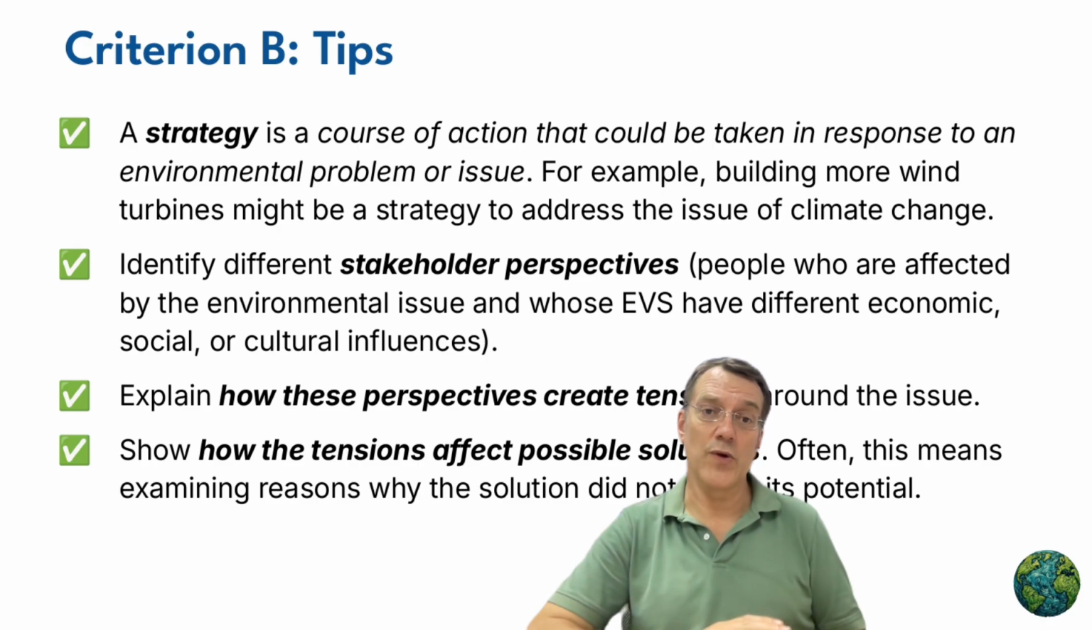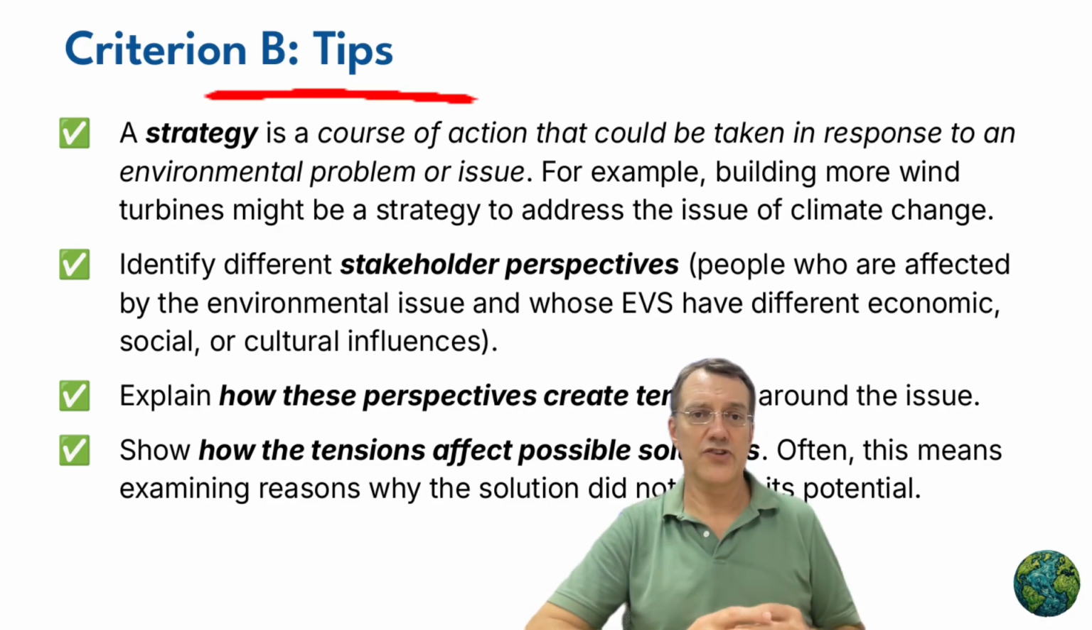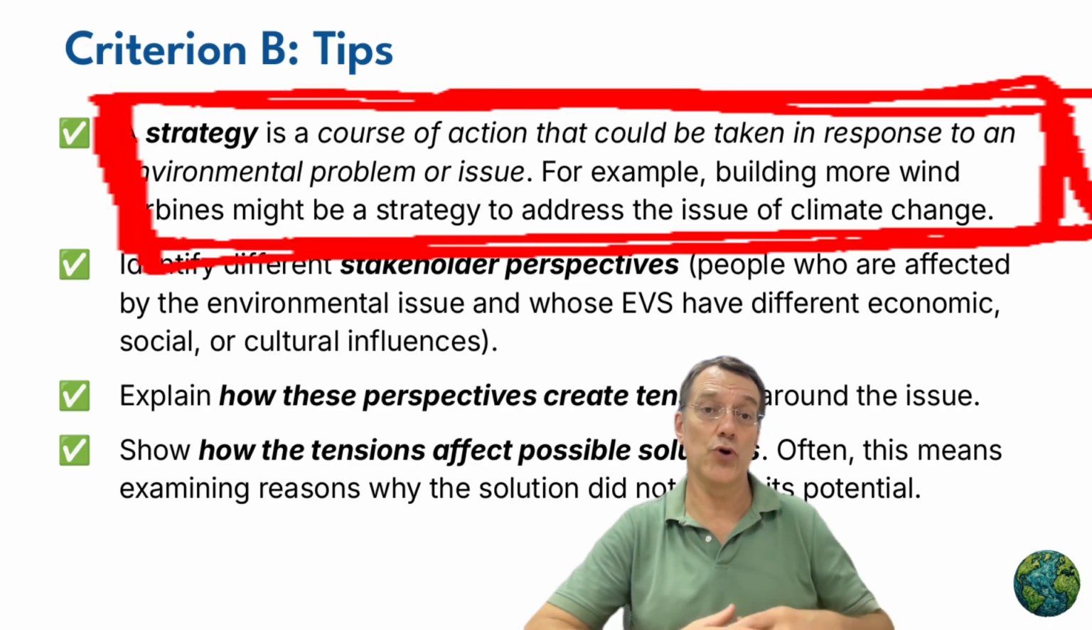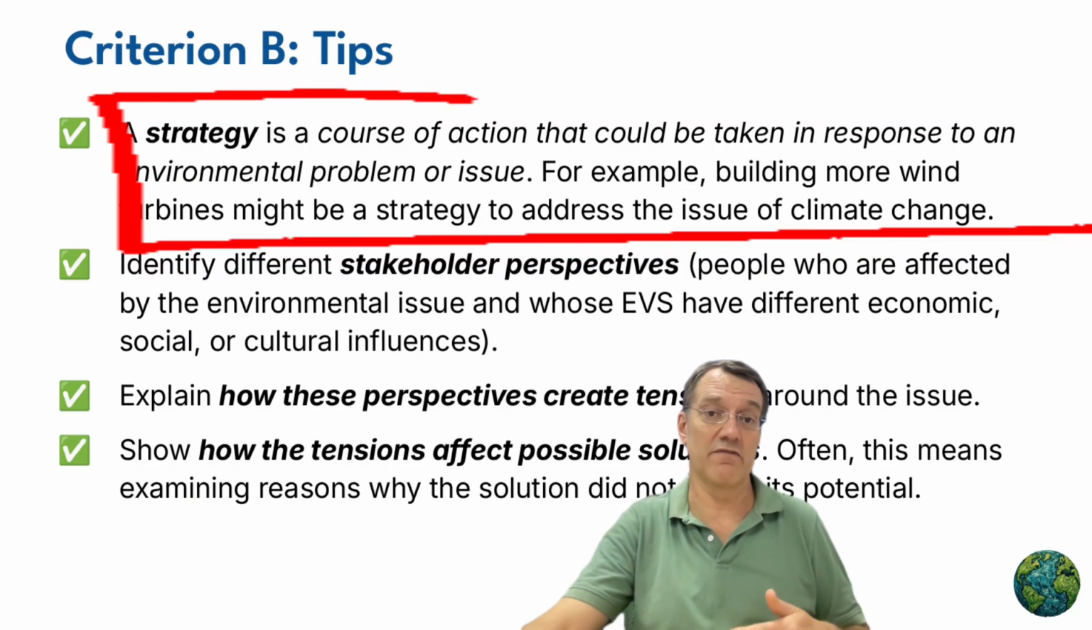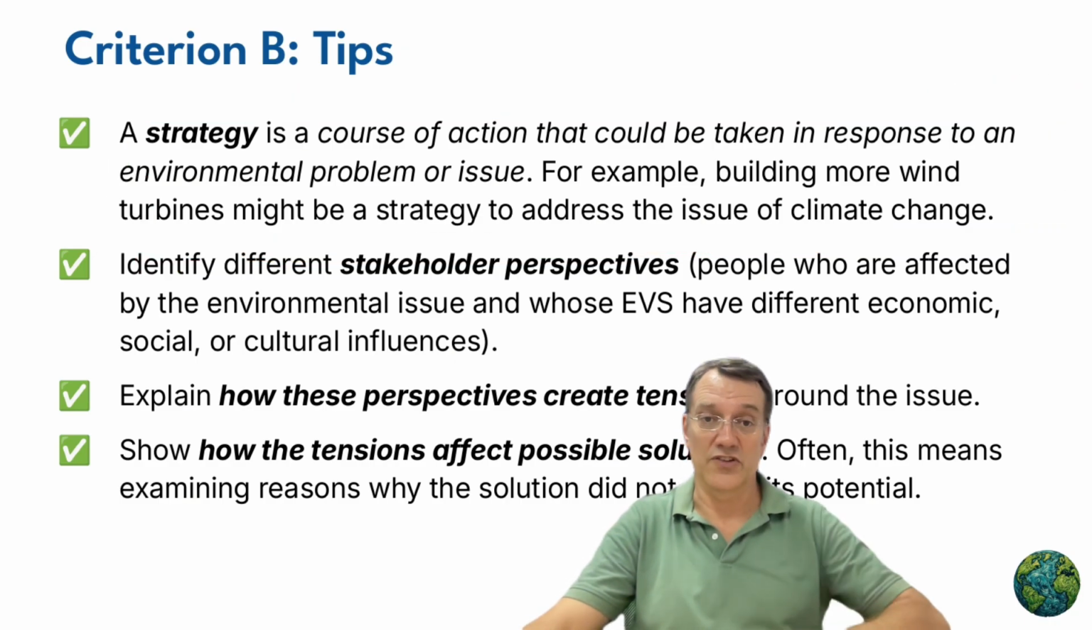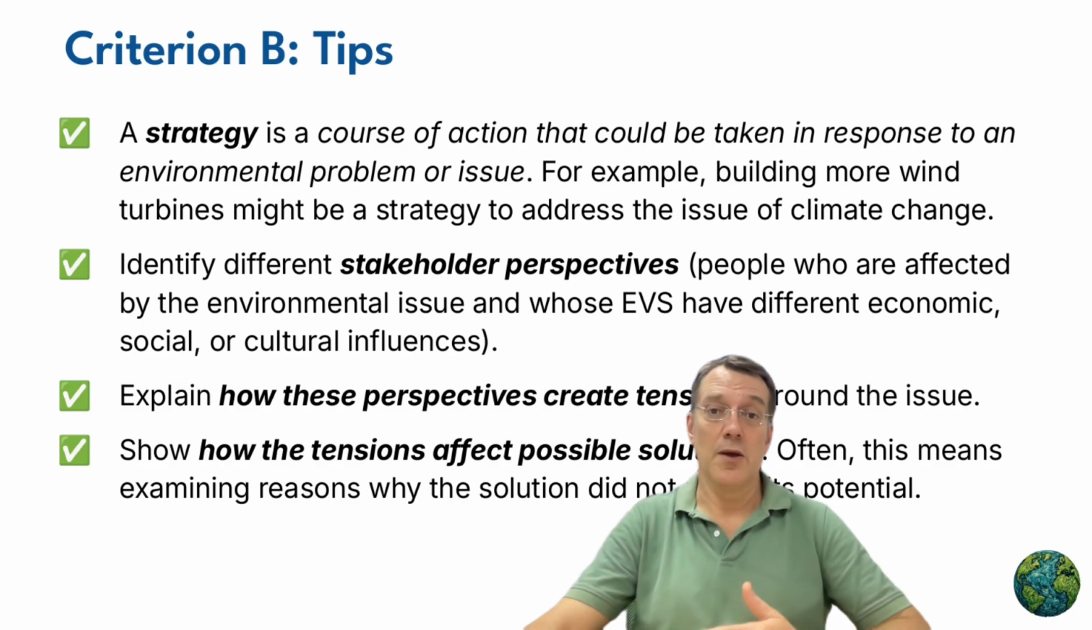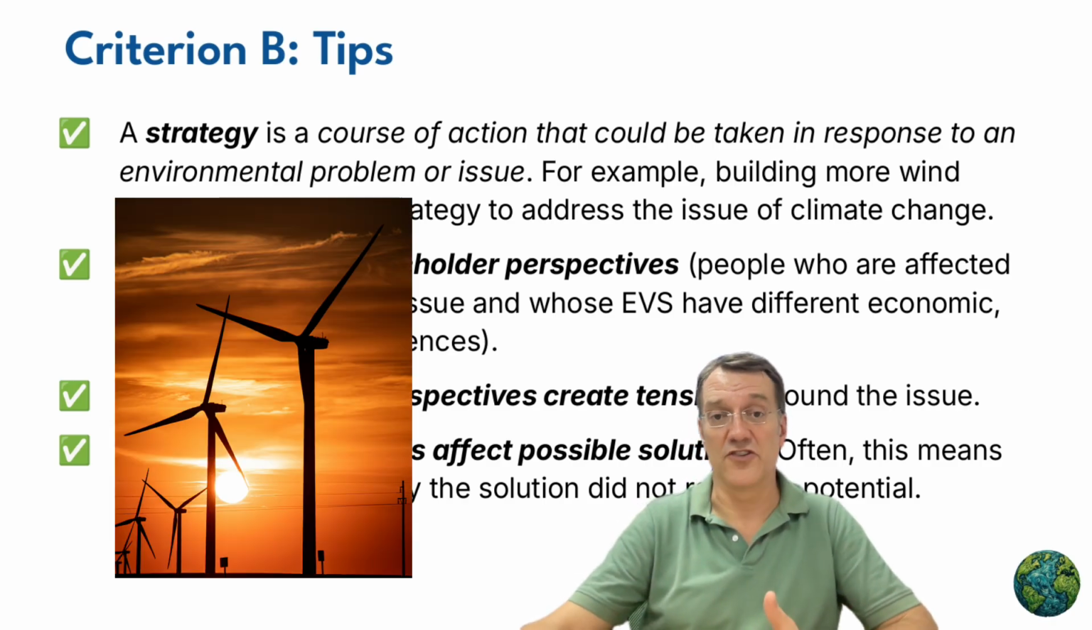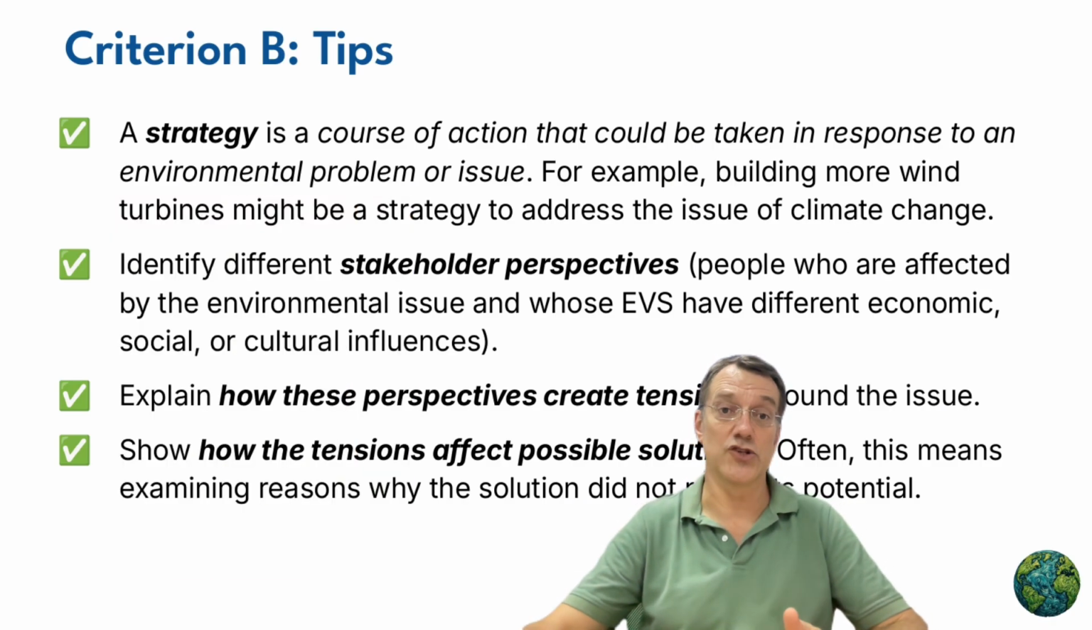Let's break down what you actually need to write about. Think of a strategy as a course of action that people could take or did take in response to an environmental problem or an issue. For example, if climate change is the issue, building more wind turbines might be a strategy to address it. The strategy is the solution that somebody's trying to implement.